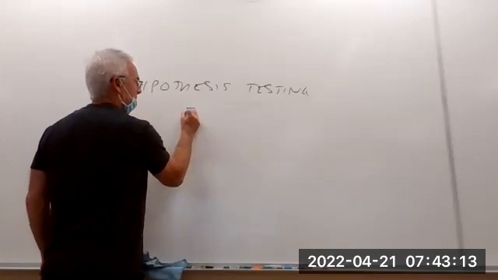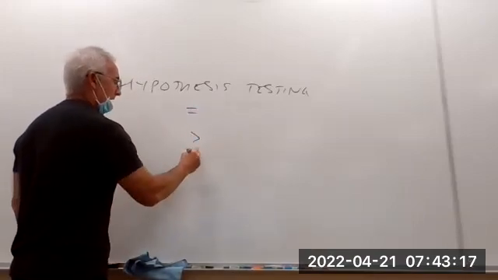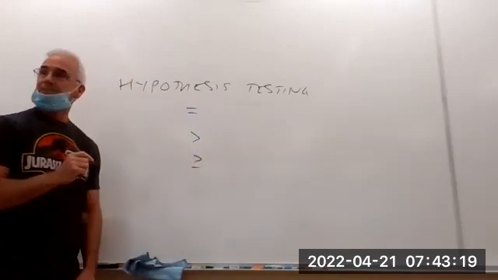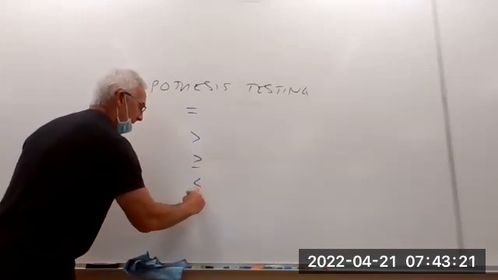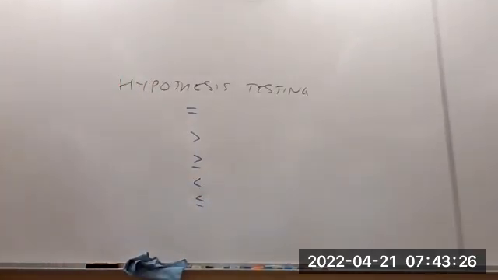I can have an equals. I can have a greater than. I can have a greater than or equal. I can have a less than. I can have a less than or equal. These are all the ways I can compare two numbers. They're equal, one's bigger, one's smaller.